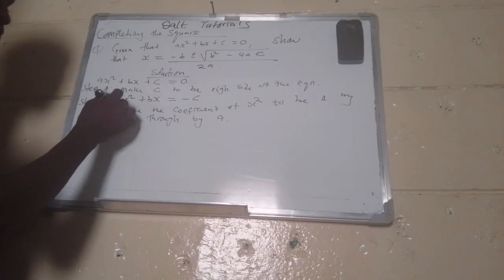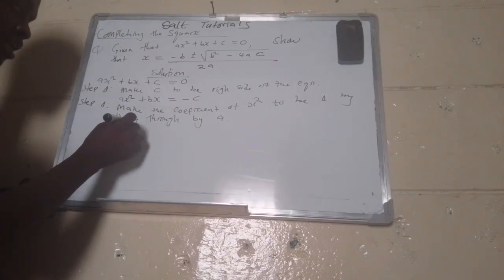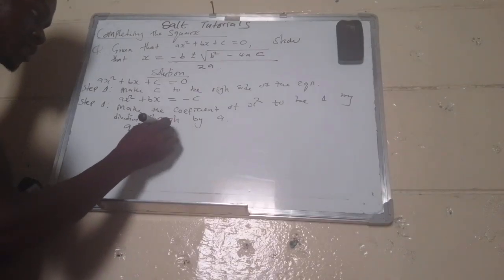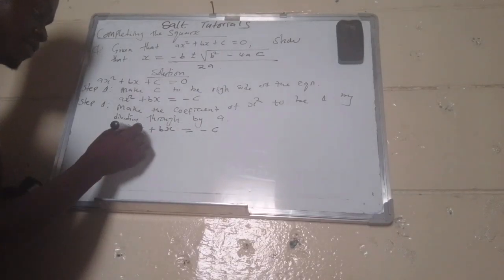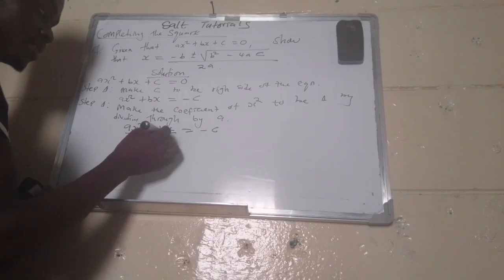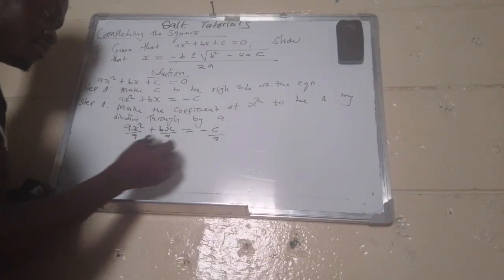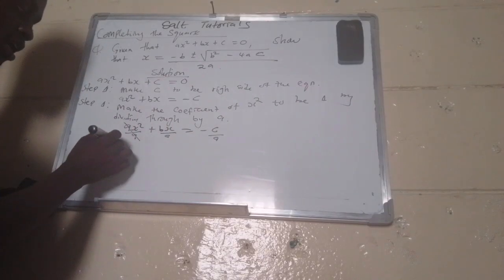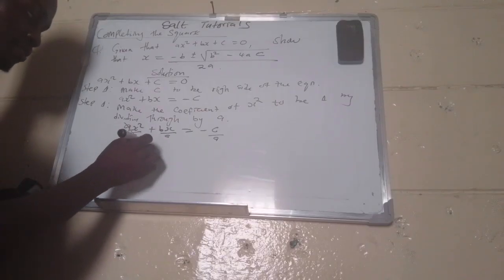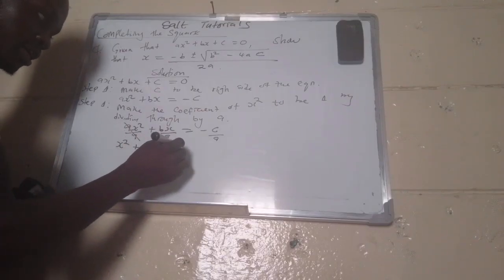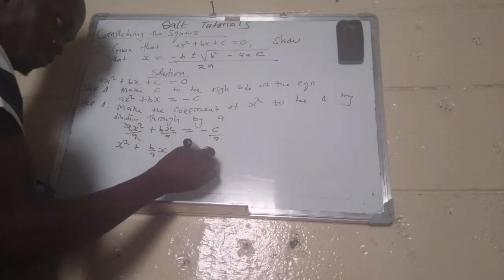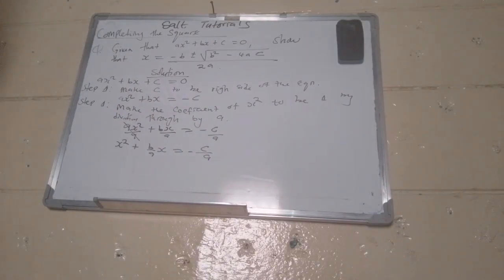So therefore, dividing throughout by a, x squared plus bx equal to negative c. This is divided by a, divided by a, divided by a. What am I going to have? I'm going to have x squared plus b over a x is equal to negative c over a. This is the new equation I'm going to have. We are okay? So now, what is the third step?